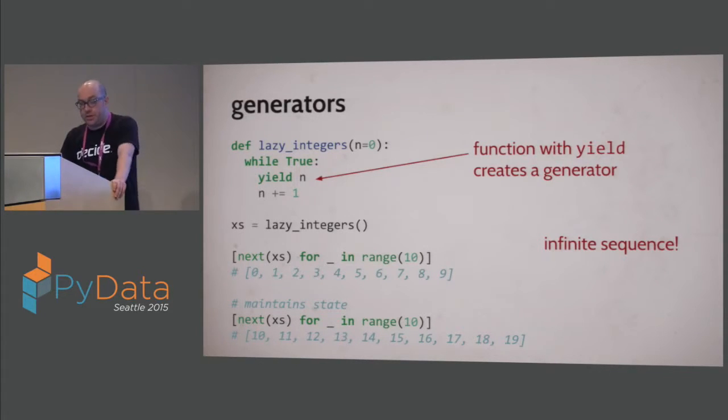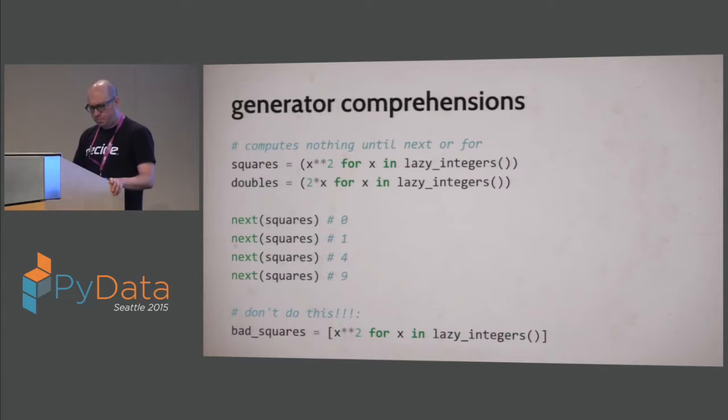So this function, lazy integers, really returns every integer from 1 up to, there is no up to because there's no biggest integer. So you can take the first 10, you can take the next 10, and you can just keep on taking it forever and ever.